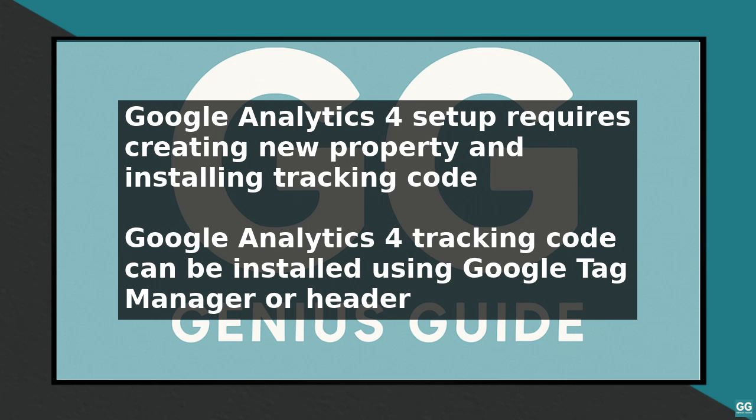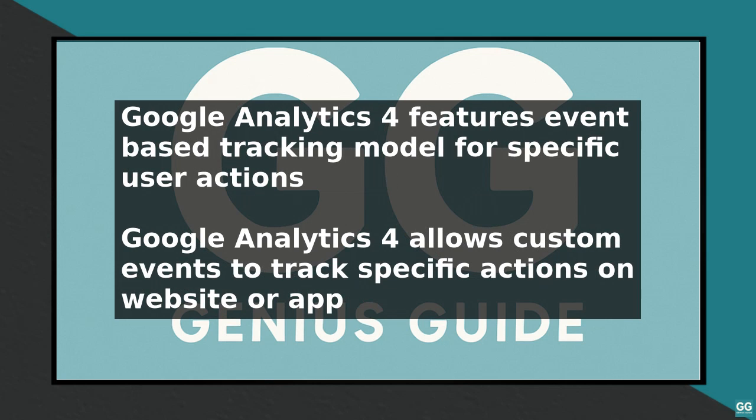One of the key features of Google Analytics 4 is its event-based tracking model. This means that you can track specific events, such as button clicks or form submissions, and use this data to understand user behavior. You can also set up custom events to track specific actions on your website or app.